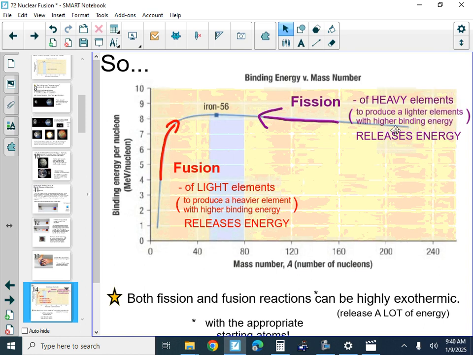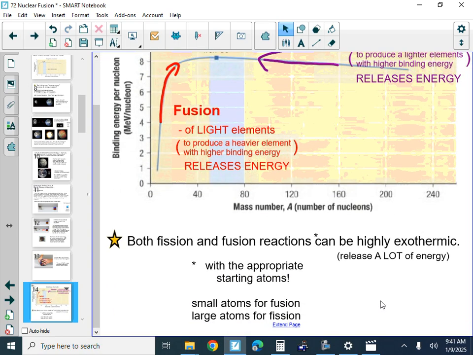Here we have heavy elements. Well, they can fizz, they can break apart to produce lighter elements, and each one having a higher binding energy. So energy is released, right? So fission and fusion reactions can be highly exothermic, give off a lot of energy, right? You just have to start with small atoms for fusion and large atoms for fission.